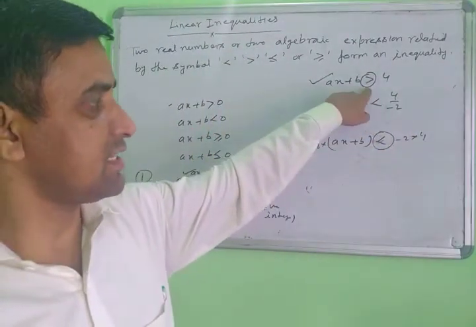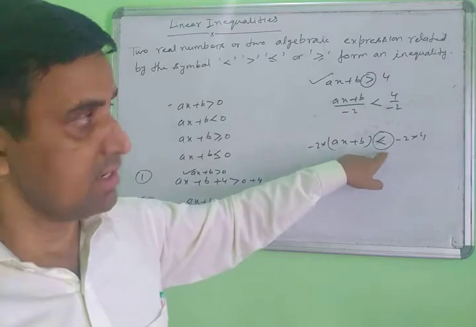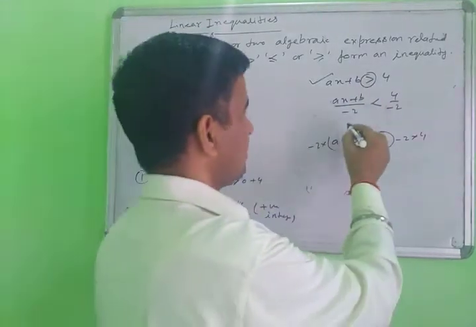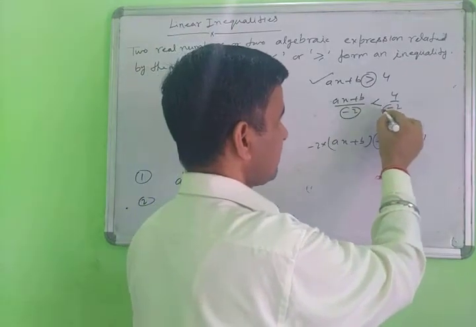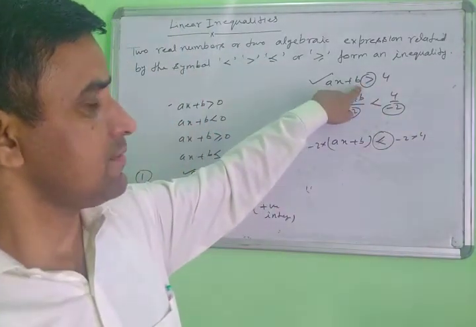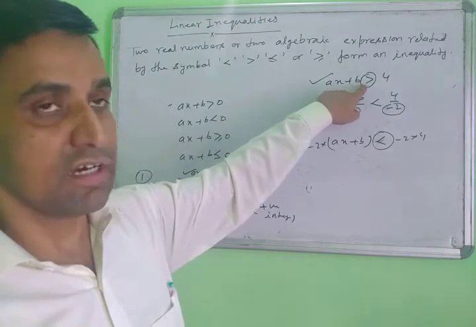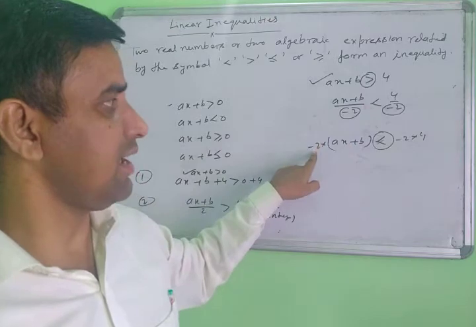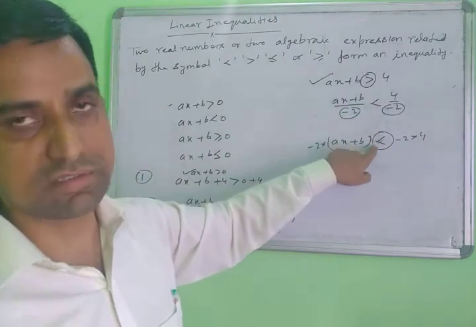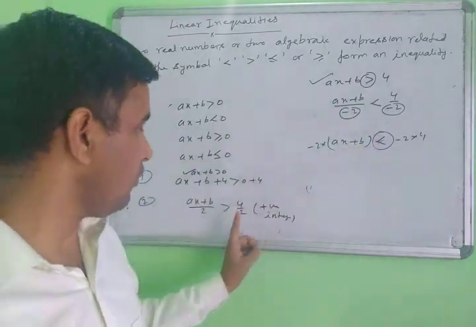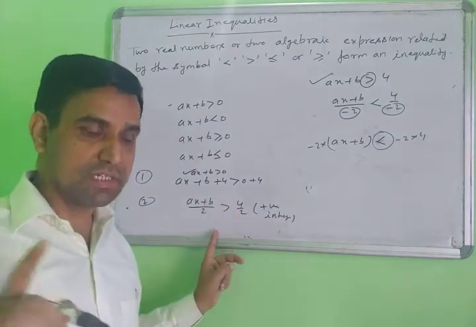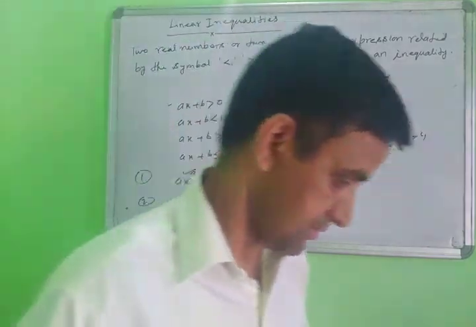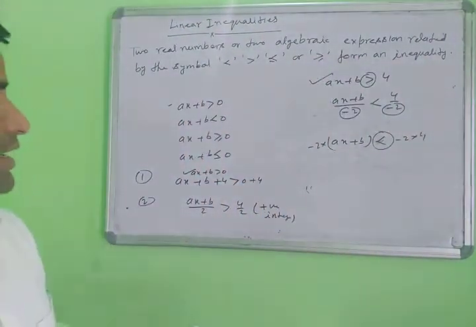Reversed means the greater than sign changes into a less than sign. The same happens when you divide both sides by a negative number: the greater than sign reverses into a less than sign. When you multiply or divide by a negative number, the sign is reversed, but when you multiply or divide by positive integers, the sign is not changed. Second thing, first note this down.